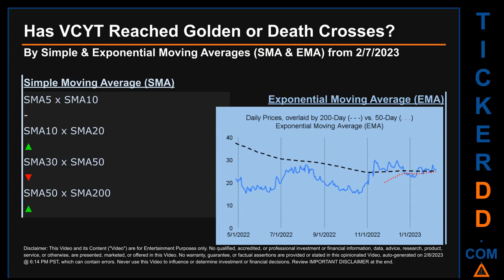Has VCYT price reached golden or death crosses? Golden cross and death cross are basic signals that compare average prices across two specified trade day ranges, a short-term versus a long-term range. For example, 5-day versus 10 trade days. Essentially, a golden cross is a bullish signal. It appears when a ticker's short-term moving average crosses above its long-term average. Vice versa, a death cross is a bearish signal when the short-term crosses below its long-term moving average.